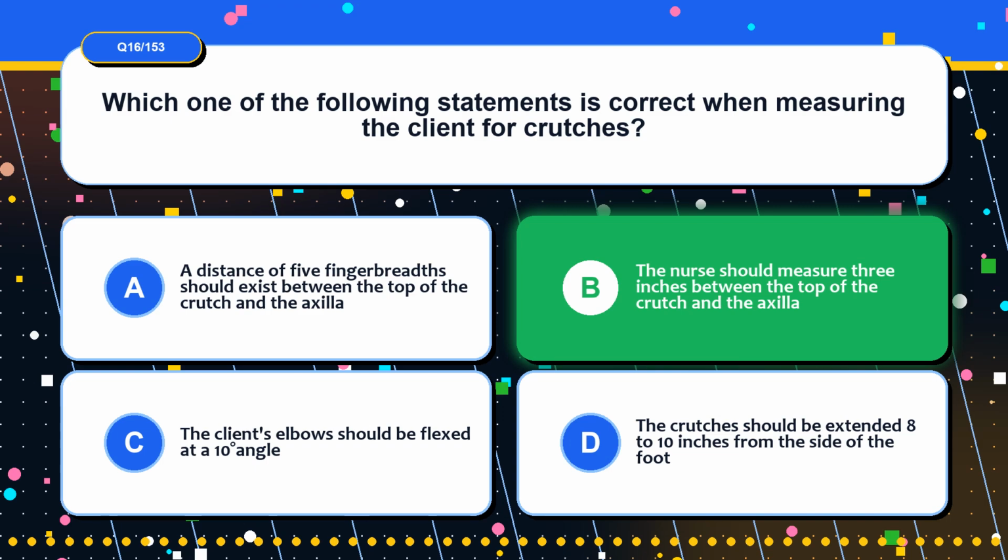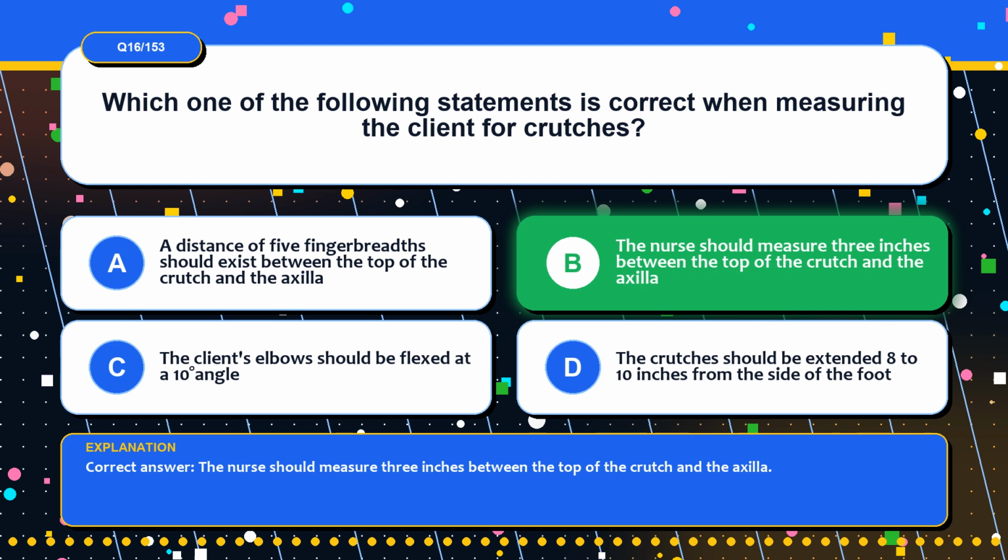The correct answer is option B. The nurse should measure 3 inches between the top of the crutch and the axilla. Correct answer.